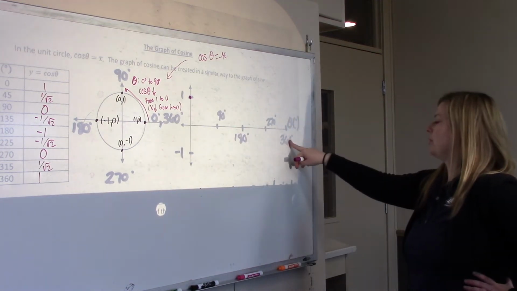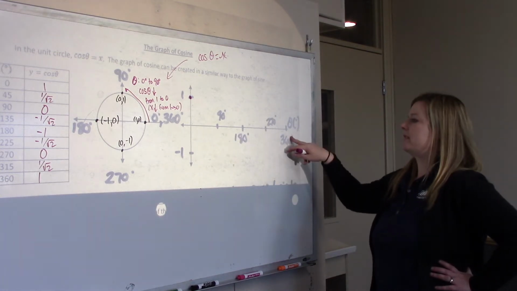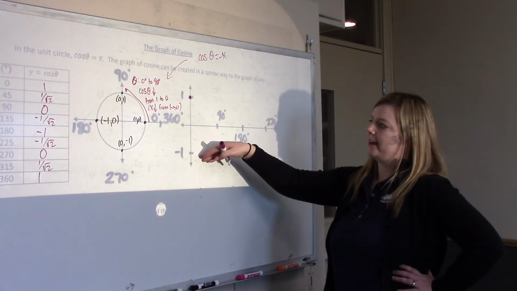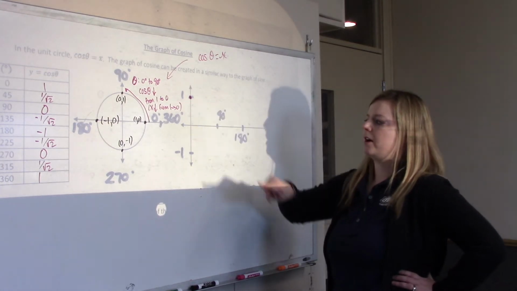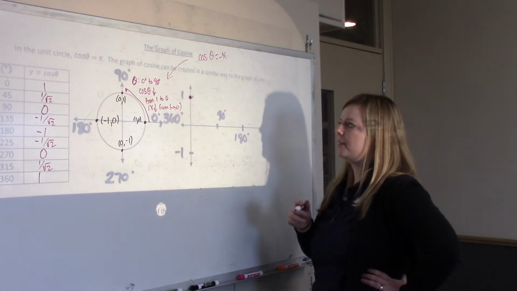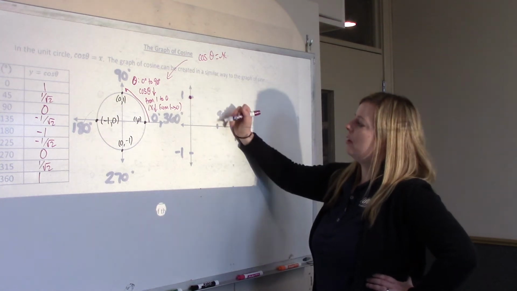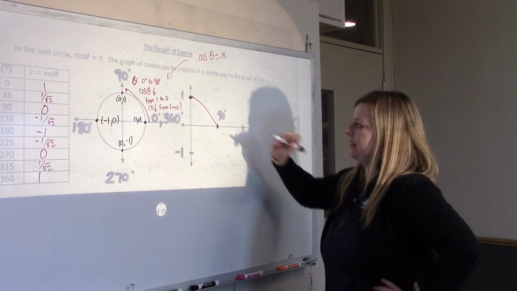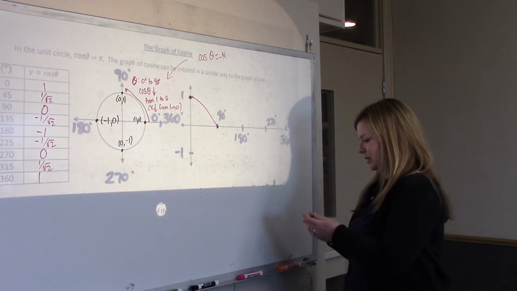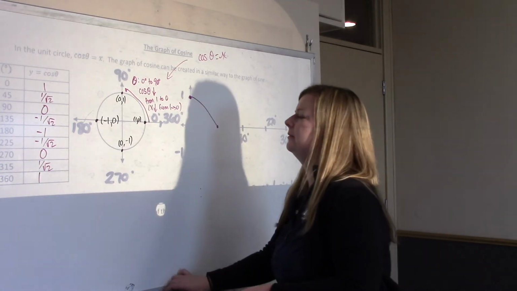Okay, make sure you have this labeled. Okay, 90, 180, 270, 360, going up to 1, down to negative 1. I used 1.5 centimeters to get up to 1, just so it was spaced out a bit. So we're going from 1 down to 0 in the first 90 degrees. That's what's happening. Okay, then we continue on.